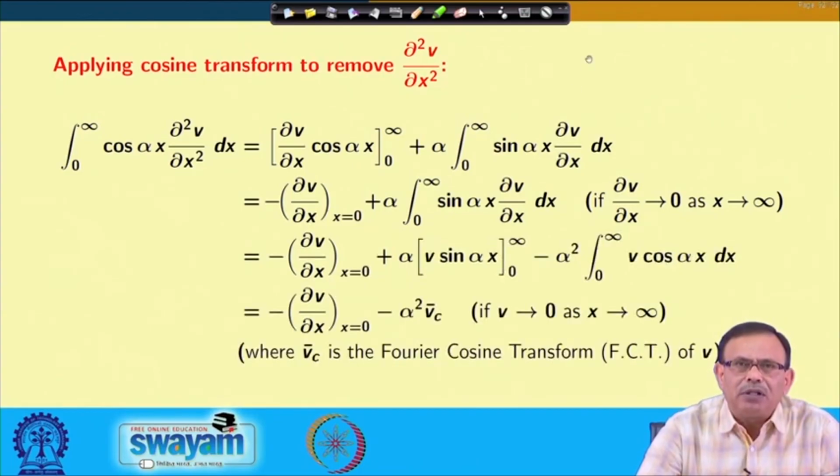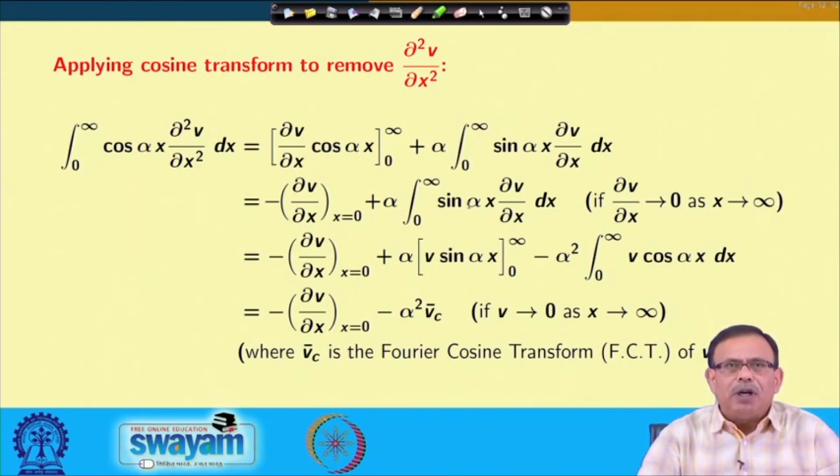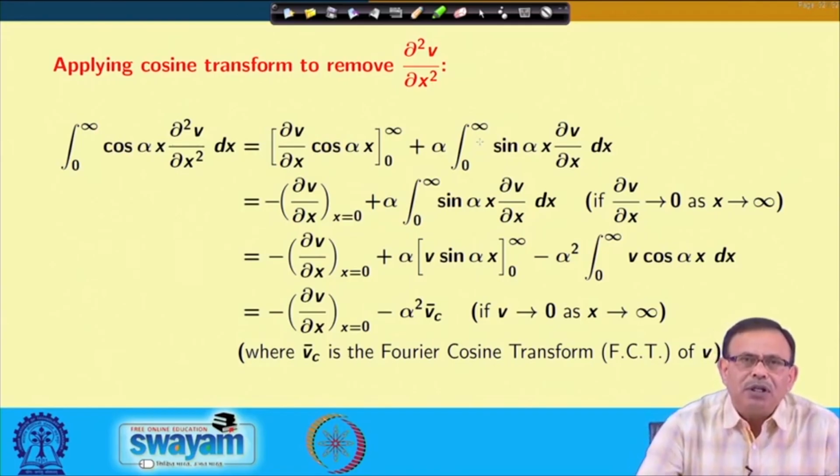For evaluation of this, for x equals 0, this part will vanish, since sin alpha x is there, and for x equals infinity, again I am assuming that v approaches 0 as x approaches infinity. So, if I assume this, then this term will vanish and the integral 0 to infinity v cos of alpha x dx is nothing but the Fourier cosine transform of v, which we are denoting as v bar c. Therefore, the Fourier cosine transform of del 2 v del x square is equal to minus del v del x at x equals 0 minus alpha square into v c bar.